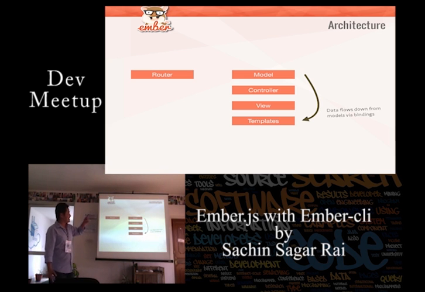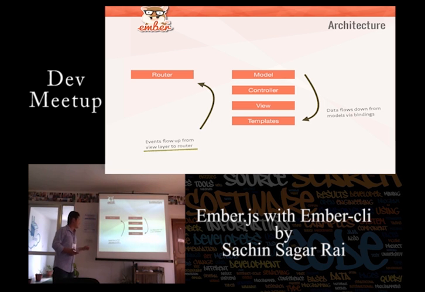It says data flows down from models via bindings. So the model gives the data to the controller. The controller passes it down to the view, and finally to the template in the browser. So this is the data flow binding, and the other one is user interactions, which come from events. They flow up from the view layer to the router, and the task of the router is to update the models and controllers based on the events. So this is the high-level architecture of Ember.js itself.